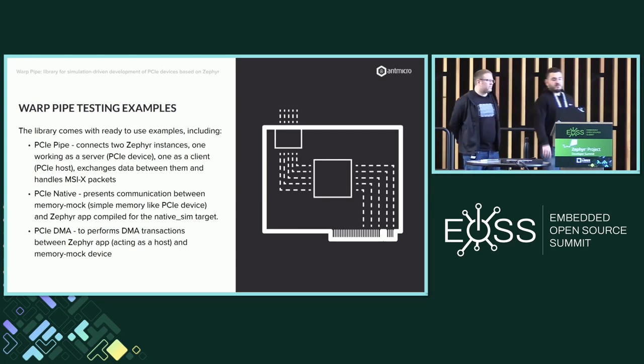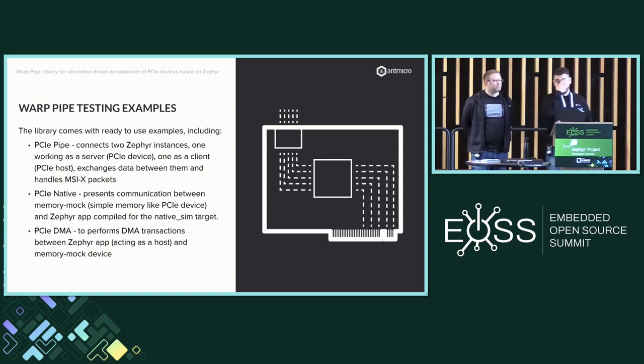So the library comes with many examples. I just listed a few of them here, but there are more in the repository. Those are representative of what you can find there. You can simply grab the repo and build those. There is a README and pretty nice documentation. One basic one is PCIe pipes that connects two Zephyr instances. One is working as a PCIe host, and the second one is working as a PCIe device.